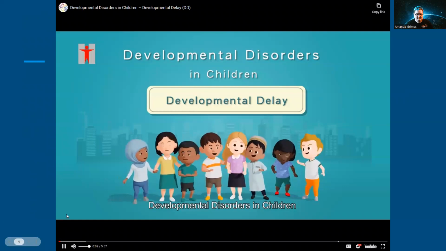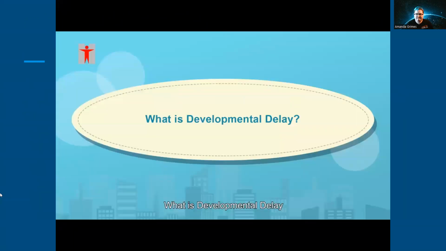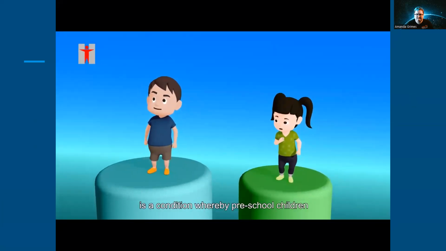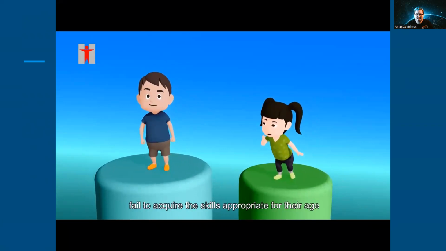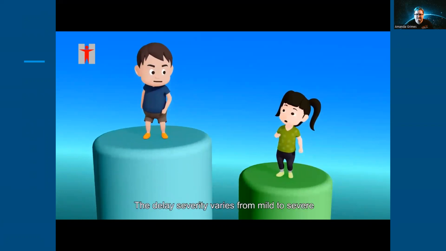Developmental disorders in children. Developmental delay. What is developmental delay? Developmental delay is a condition whereby preschool children fail to acquire the skills appropriate for their age. The delay severity varies from mild to severe.